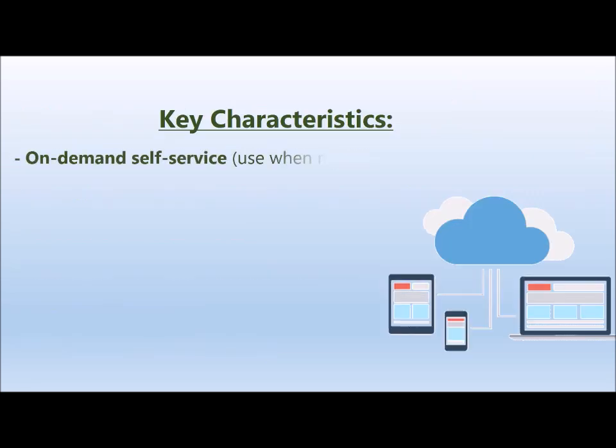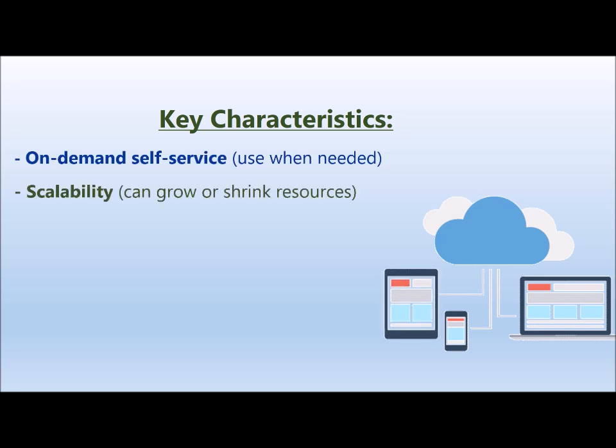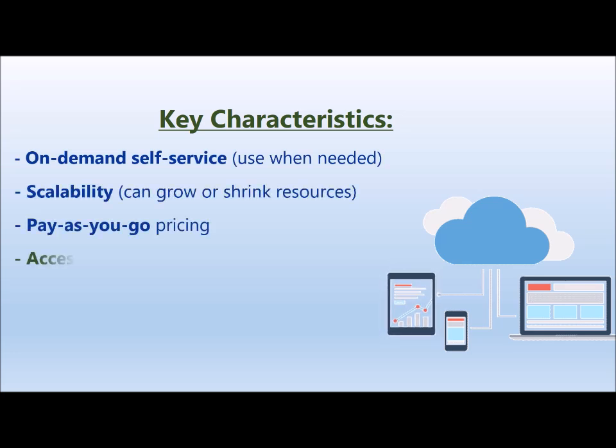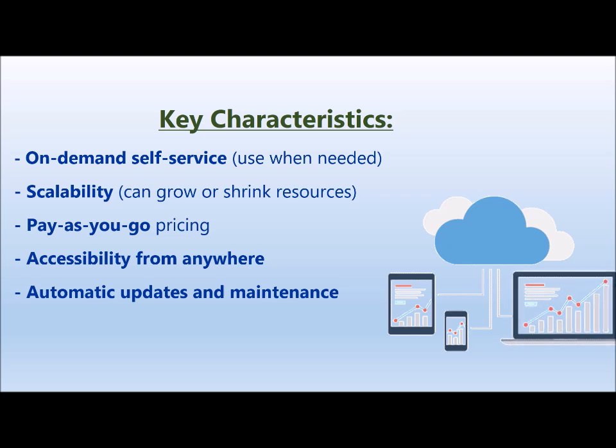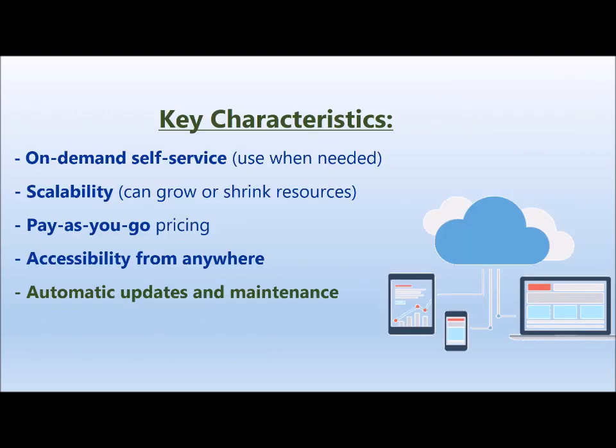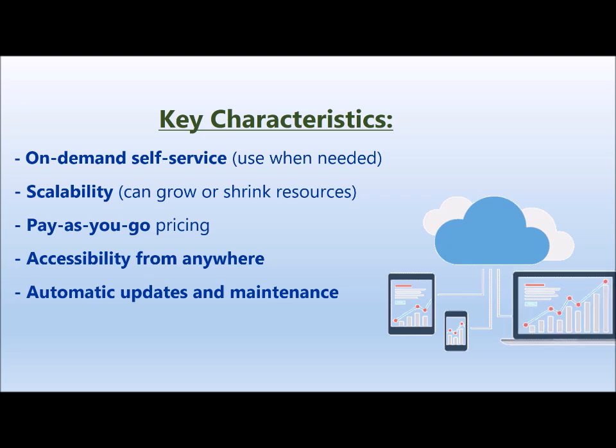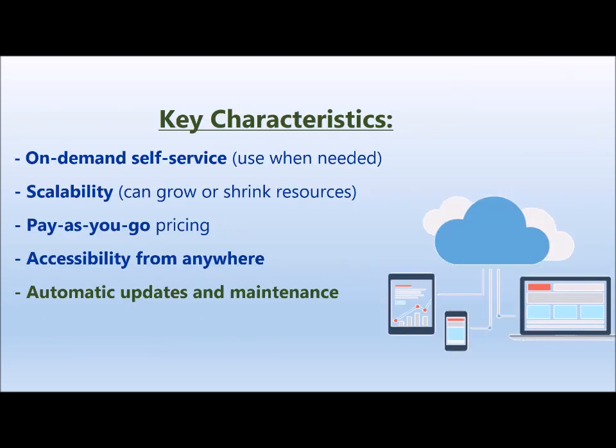So the first characteristic is on-demand self-service. So whenever we need, we can use it. Scalability, we can grow or shrink resources. Means we can scale up or scale down cloud resources. And pay as you go pricing. So pay as you go means how much service you are using, that much you pay. And accessibility from anywhere. So it's remote, so you can access via internet. And automatic updates and maintenance. These are the key characteristics.